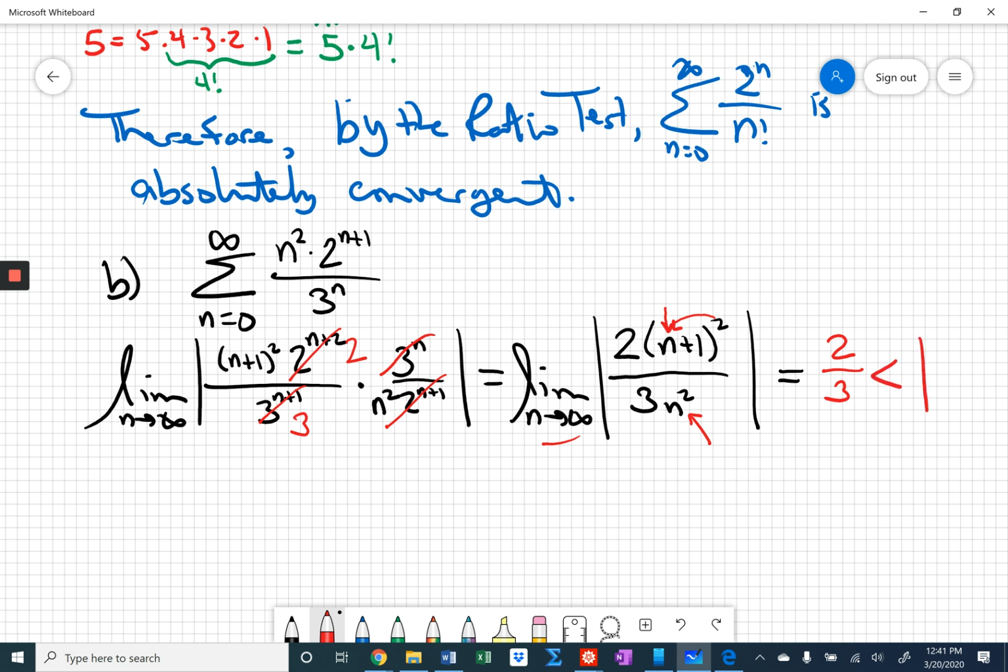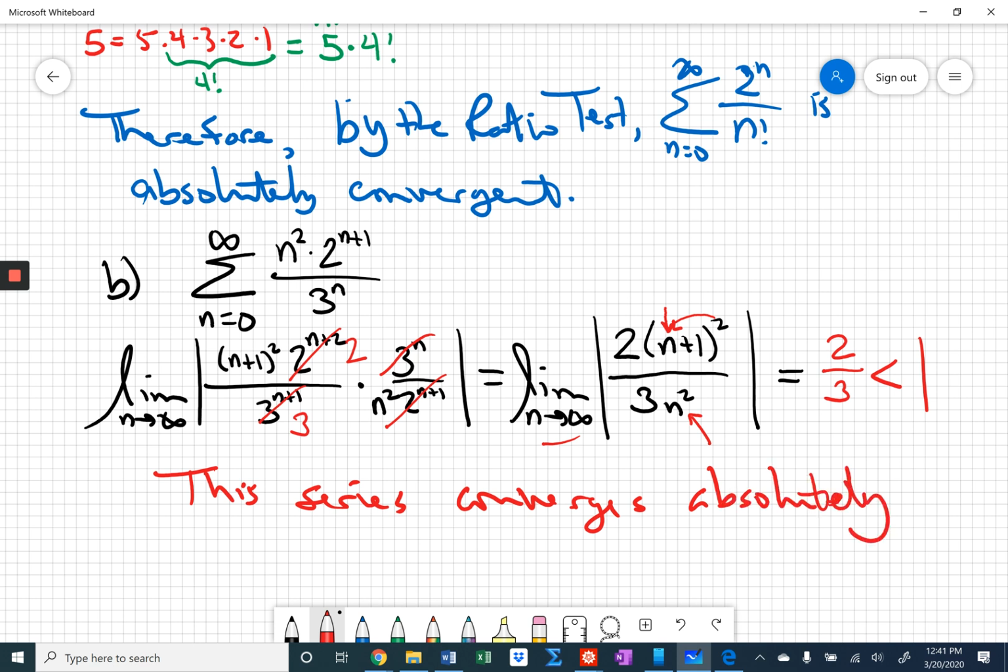2/3 is less than 1, which tells us that this series is going to converge absolutely. Okay. This series converges absolutely. All right, so one more to do.